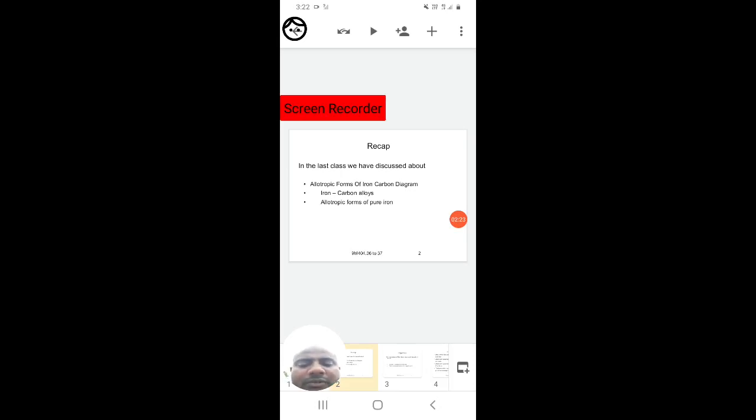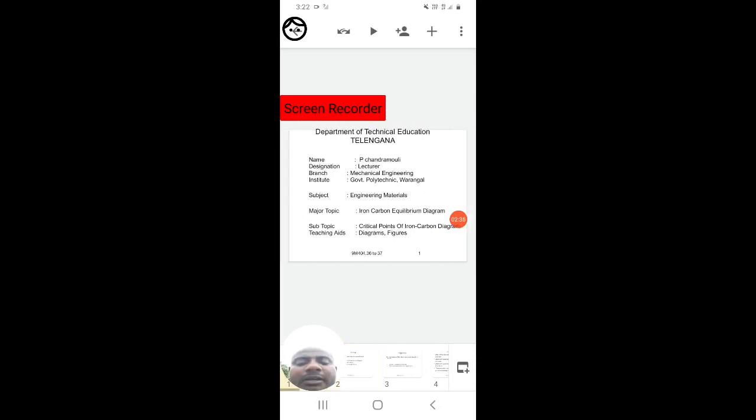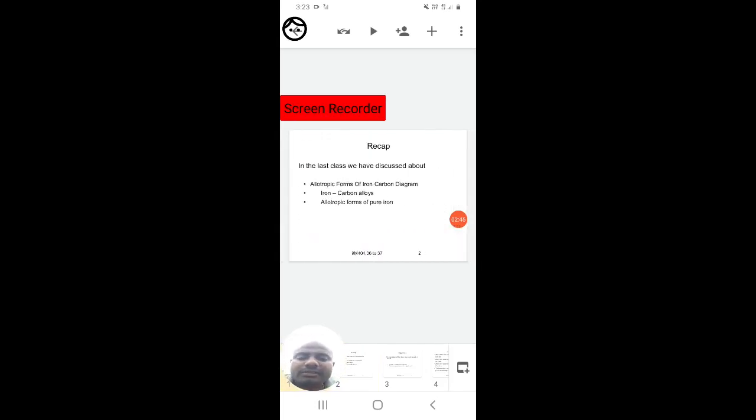First we will find what the critical temperatures are. What is the meaning of critical temperatures? Where is the formation of critical temperatures? In today's topic we will discuss the critical points of the iron carbon equilibrium diagram. First we discuss all these things in today's class.